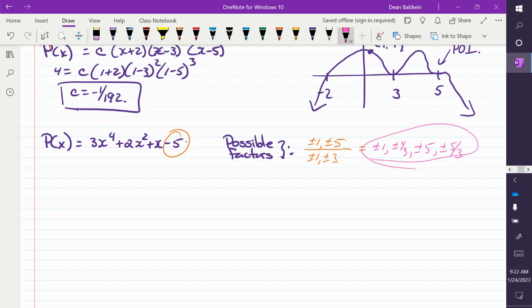Now, how do you write those in the binomial factor form? Yes. So we go x plus minus 1. Now, how do I write 1/3? I could write x plus minus a third, but what should I write? 3x plus minus 1. I love that everybody's remembering this stuff. X plus minus 5, and the last one will be 3x plus minus 5. Those are your binomial factors.